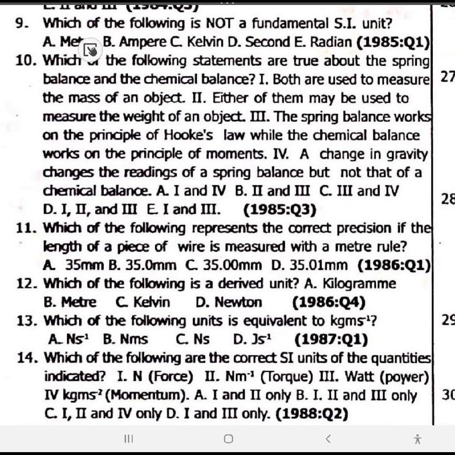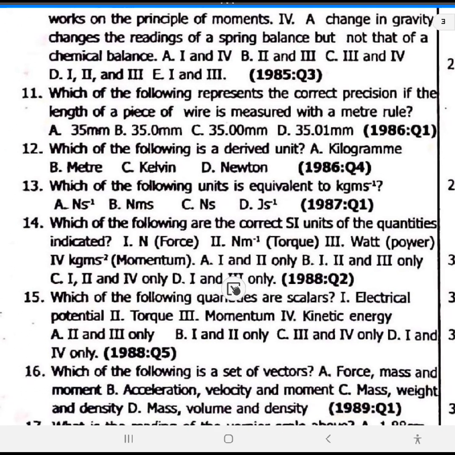So we'll go back to our question. Which of the following statements are true? Option C, I and IV. Number 11. Which of the following represent the correct precision if the length of a piece of wire is measured with a meter rule? I would also love to demonstrate this with a video proper.